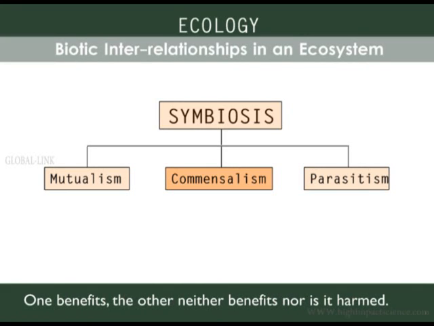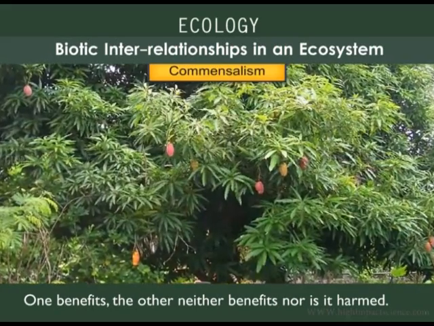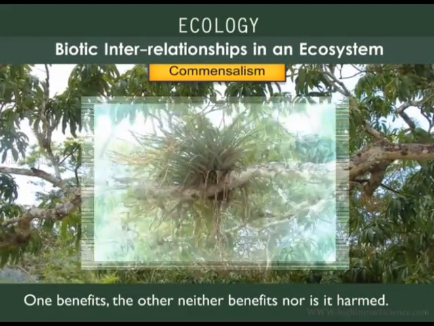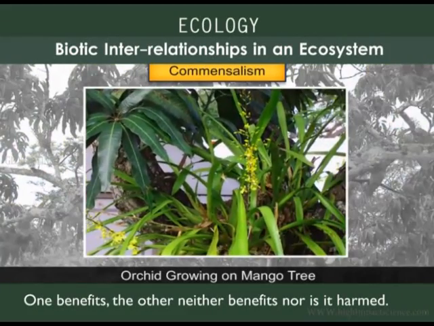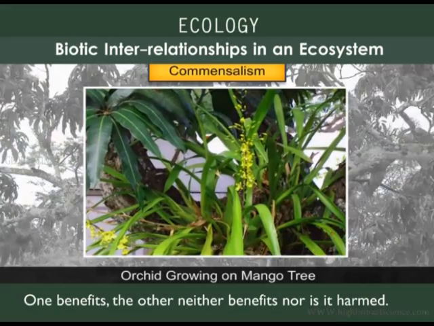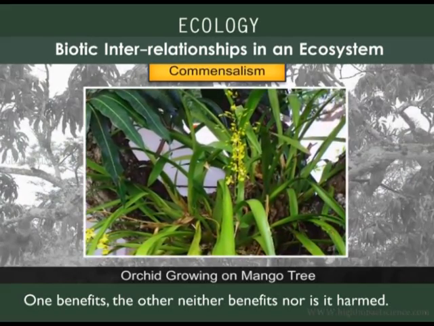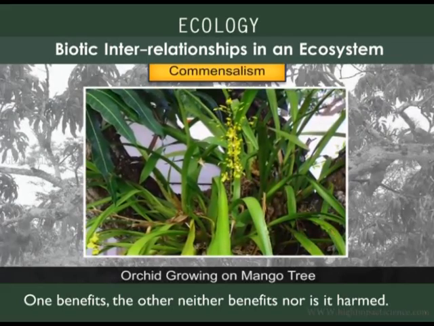Commensalism is an association in which one organism benefits while the other neither benefits nor is harmed. A good example of commensalism in plants is seen in this orchid growing on this branch of a mango tree. Although the orchid benefits by getting protection, the mango tree neither benefits nor is harmed.